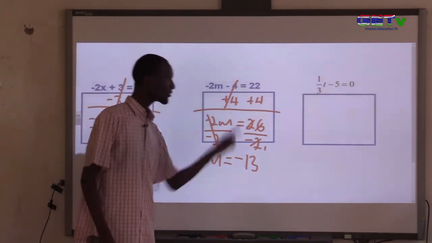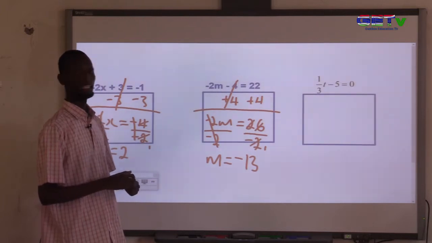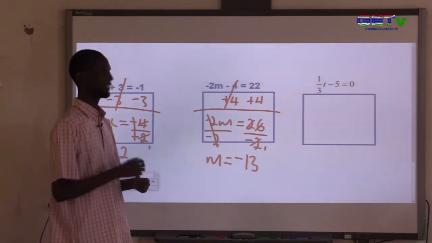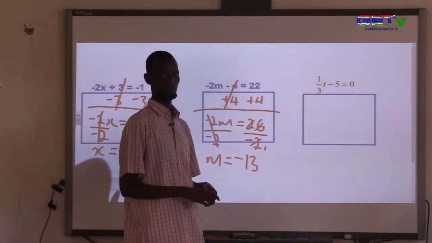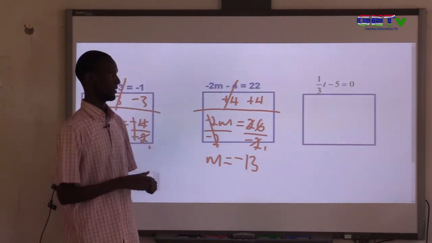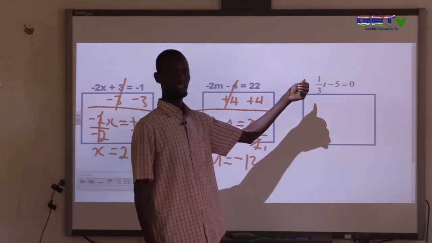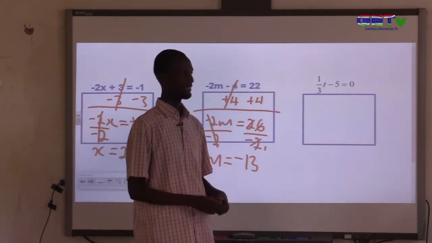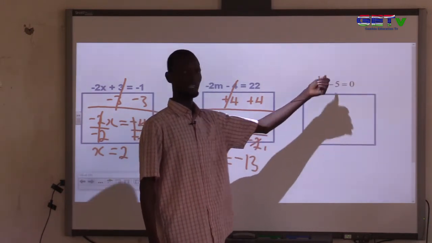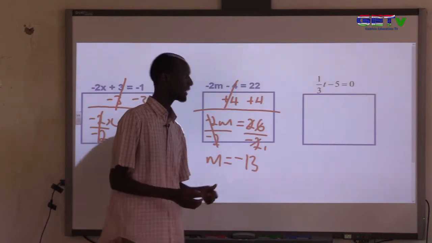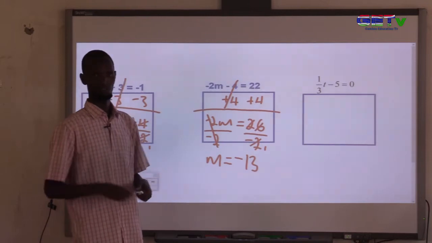Now, moving on to our third question, where we have 1 over 3t minus 5 equals 0. Again, our focus is always on the side where we have the variable, because we want to isolate the variable. And on that side, we have 1 over 3t. 1 over 3 we know is 1 divided by 3. Minus 5. So we have a division there and a subtraction. And by now we know that when solving equations, you undo a subtraction before a division.